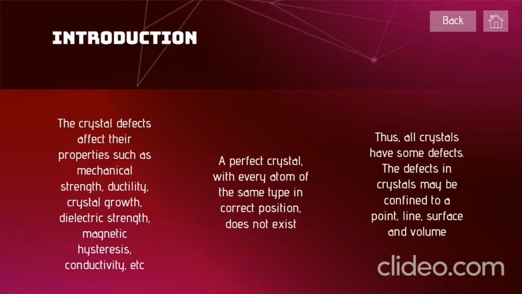But in reality, there is no such thing as a perfect crystal, with every atom of the same type in the correct position. Because of that, all crystals have some defects. Defects in a crystal may be confined to a point, line, surface, or even volume.